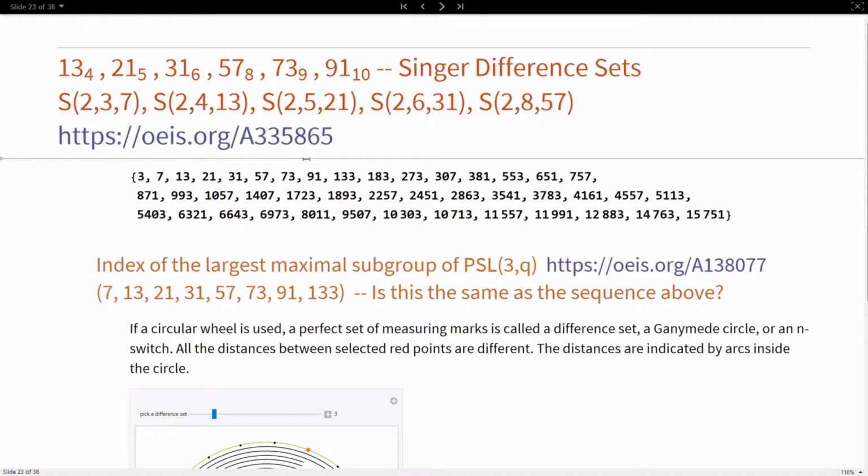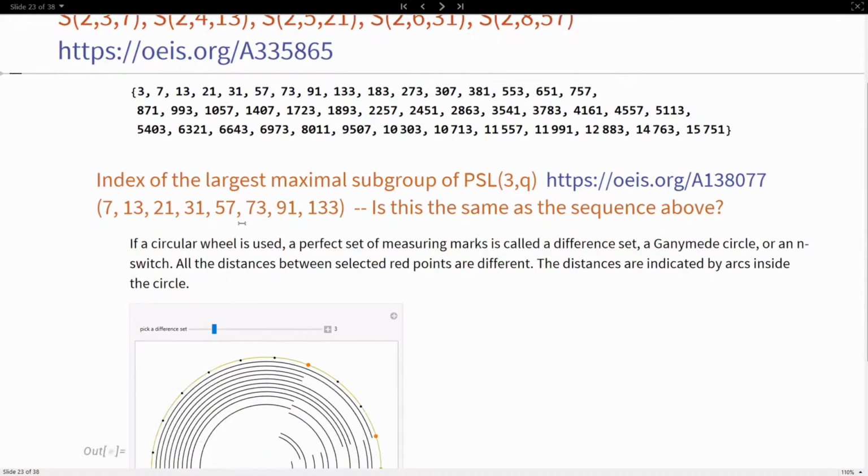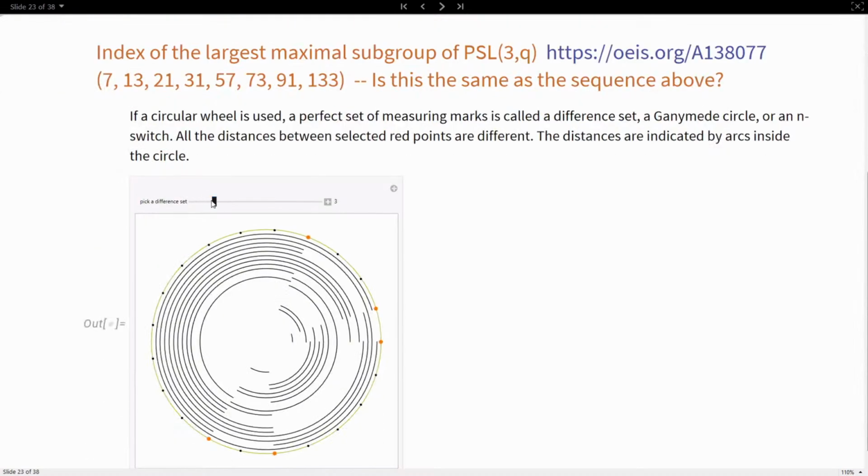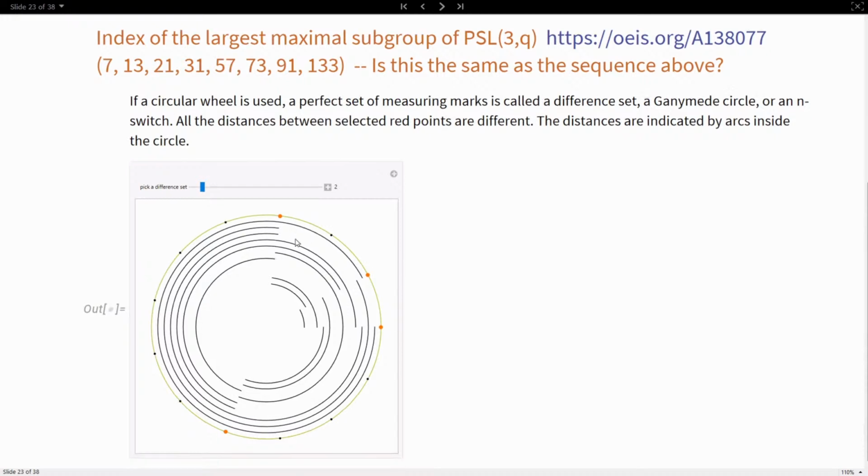One I mentioned in the last talk is the Singer difference set series. So the series 7, 13, 21, and so on up to 133. And it keeps going. These are the ways of making a circular wheel that represents all values. And let me show it for this difference set, for these 4 values. Every number from 1 to 13 is represented in one of these differences.